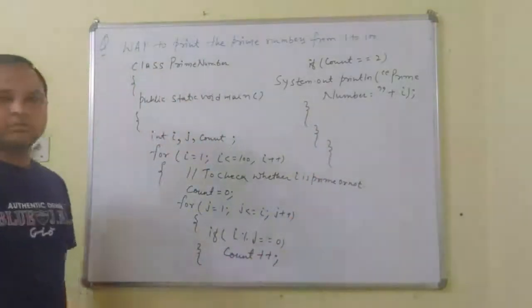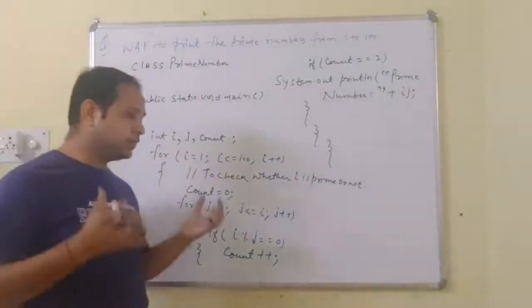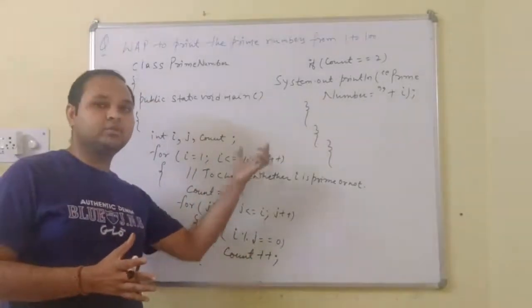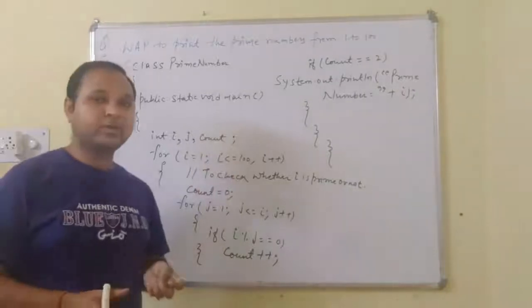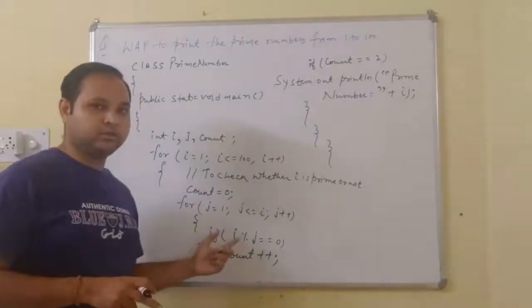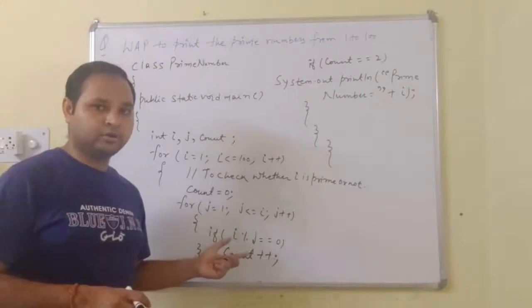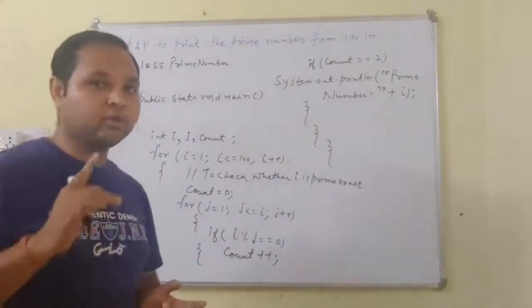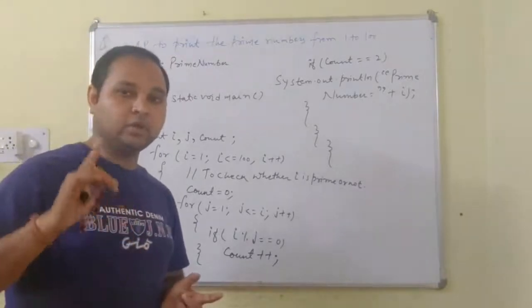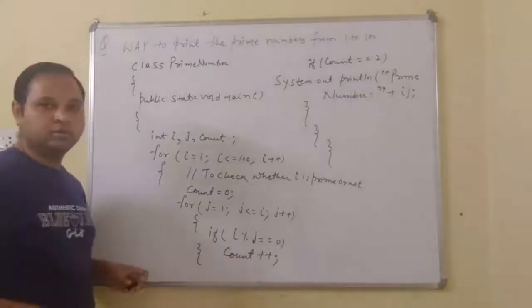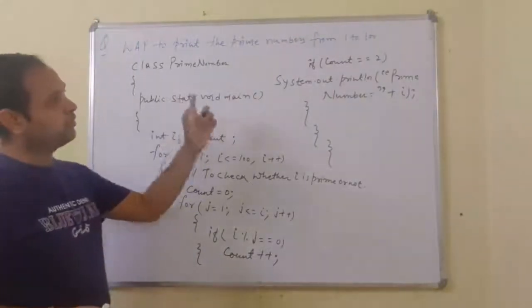That's all. What we are doing is putting the prime number code inside a loop which runs from 1 to 100. So for each value of i, j will check whether that i is prime or not. If i is divisible by j more than 2 times, it will not be prime. If it is divisible only 2 times, it will be prime. So this is a simple code to print the prime numbers from 1 to 100.